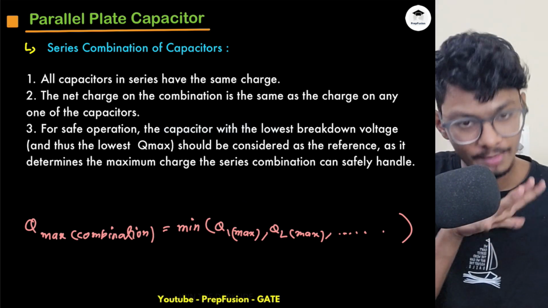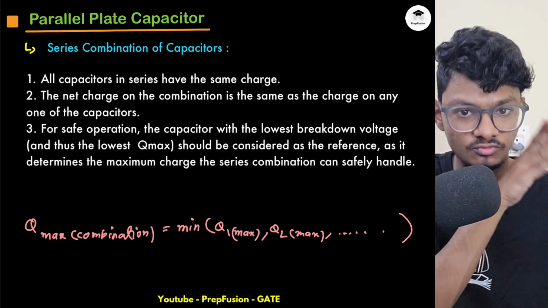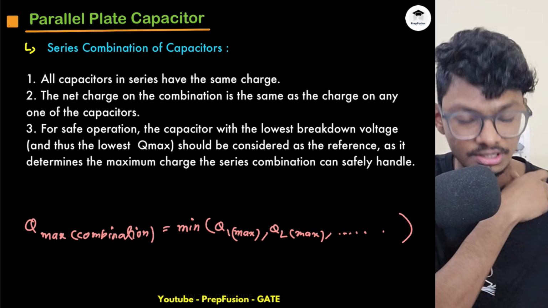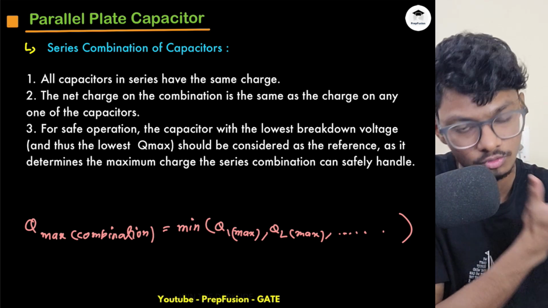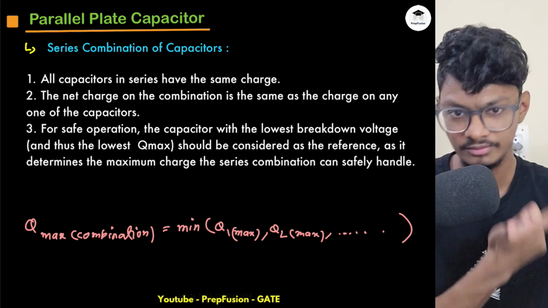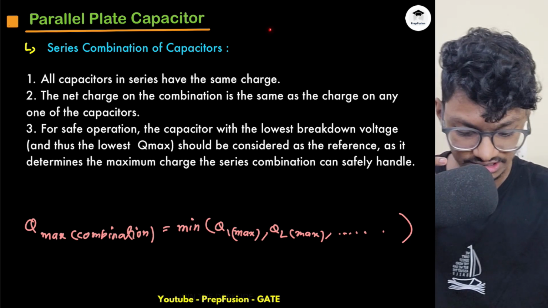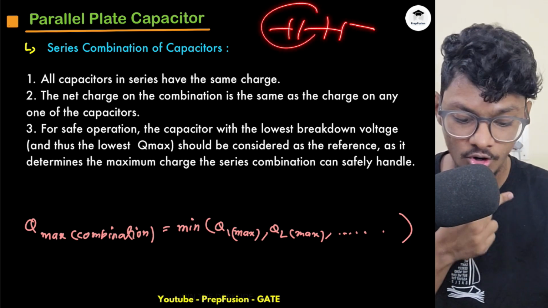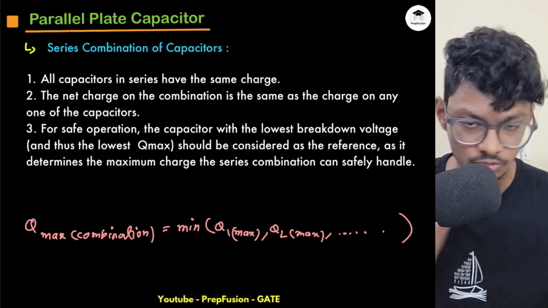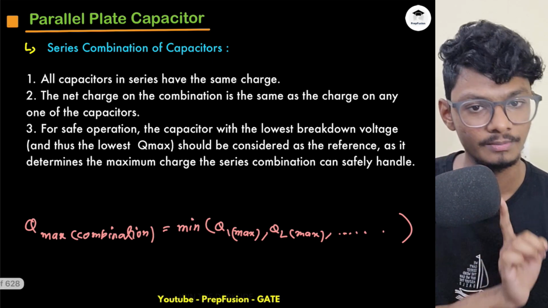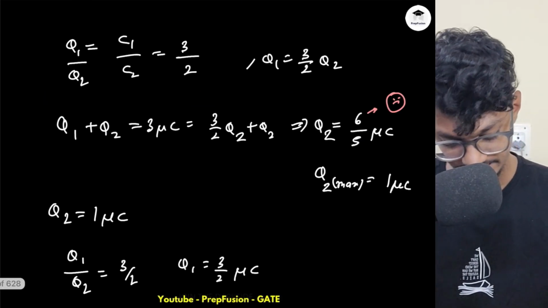If two capacitors are connected in series and one has 1 microcoulomb of maximum charge, and another can sustain 2 microcoulomb of maximum charge, which one will you choose? You say I will choose 2 microcoulomb, but if 2 microcoulomb charge flows through the series combination, obviously it will damage the first capacitor. I cannot choose 2 microcoulomb. I will only choose 1 microcoulomb. That is the same here also.